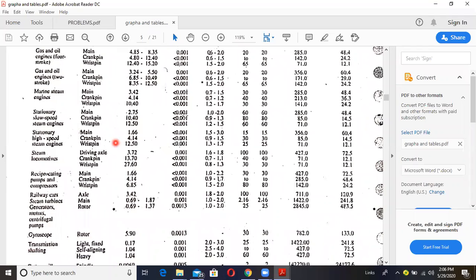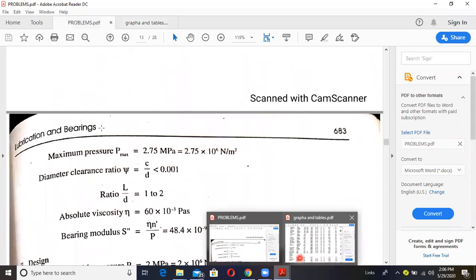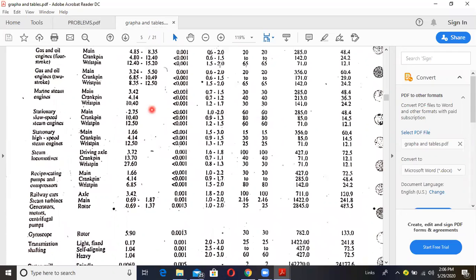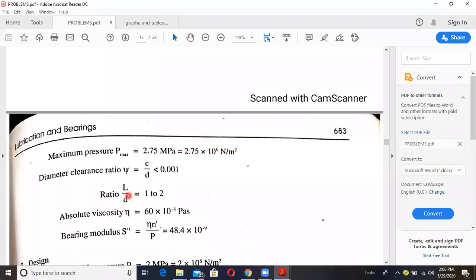less than 0.001. Next we are having the ratio L by D is equal to 1 to 2. All the things you have to write down.